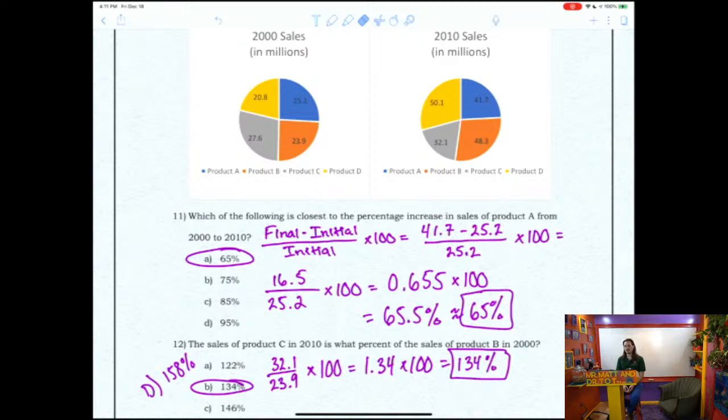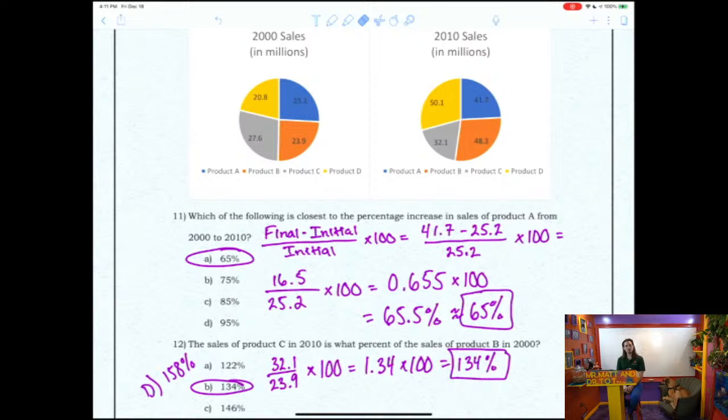16.5 divided by 25.2 times 100 is going to be 0.655 times 100, which is about 65.5%, which is closest to 65%, answer selection A. And for number 12, we're taking the value of the sales of product C in 2010 as the numerator over the sales of product B in 2000. The sales of product C in 2010 were 32.1 million. The sales of product B in 2000 was 23.9 million.